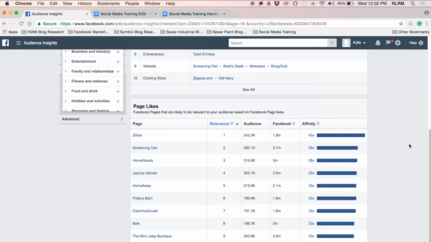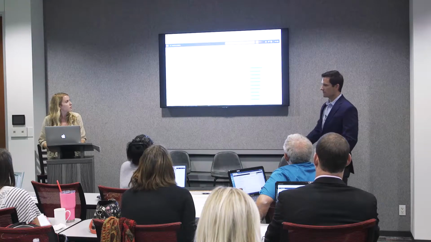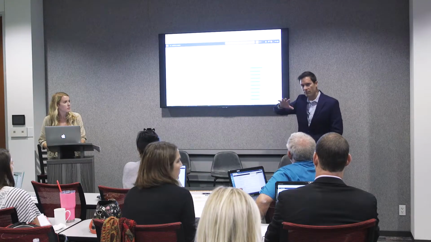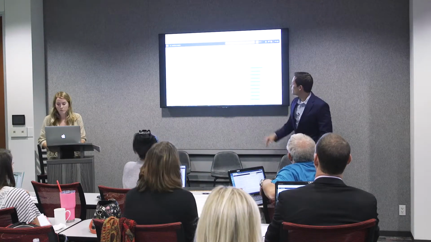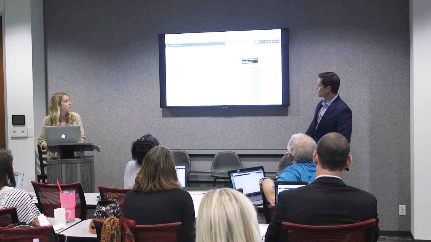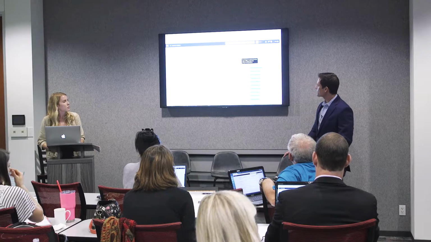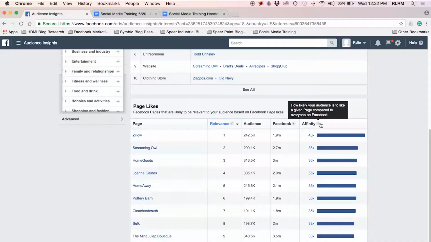With Keller Williams, it says Facebook pages that are likely to be relevant to your audience based on Facebook page likes. All right, so this is affinity. Go ahead and hover over the i. This tells you what each column is. So there's information about the content you're going through here: how likely your audience is to like a given page compared to everyone on Facebook. All right? So affinity is 43 times more likely. Now, we're looking for connections here, right?